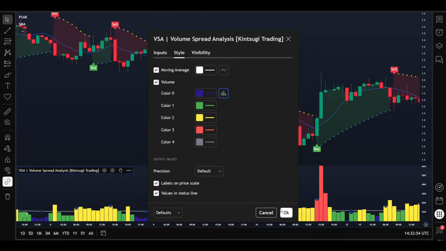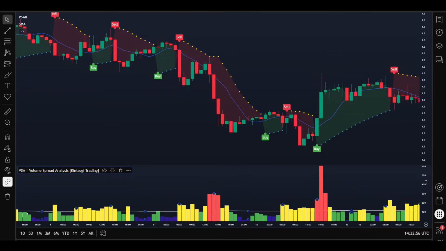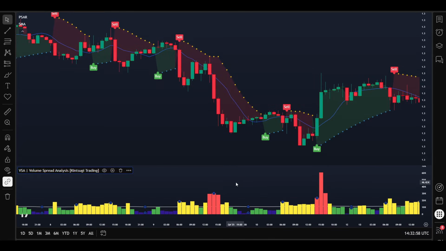Reading rule. For a valid signal bar, the VSA histogram is colored yellow or red and sits above the white moving average on the VSA pane. That combination flags meaningful participation consistent with the move.